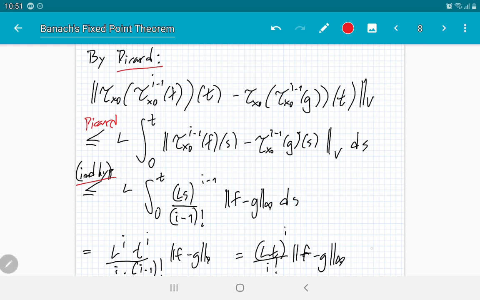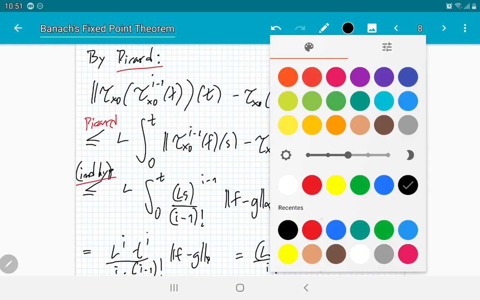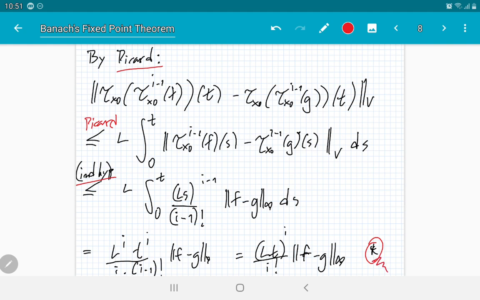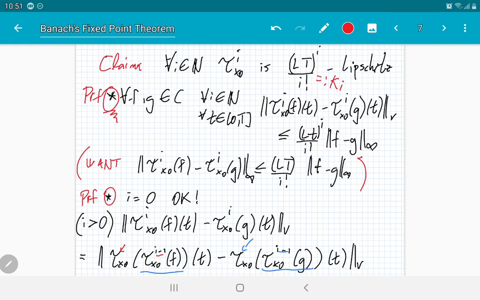So this proves the star statement, which I recall was just this: if you iterate tau i times and apply it to f, and iterate tau i times and apply it to g, then you have this bound on the difference. And as I said, this implies that the map tau x naught i is L t to the i divided by i factorial Lipschitz.